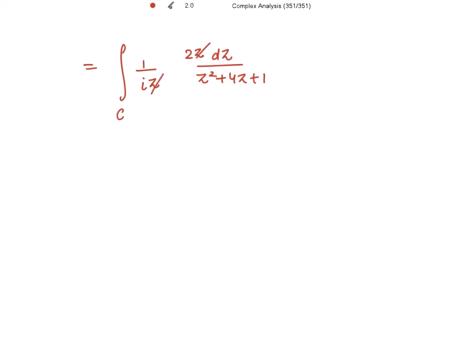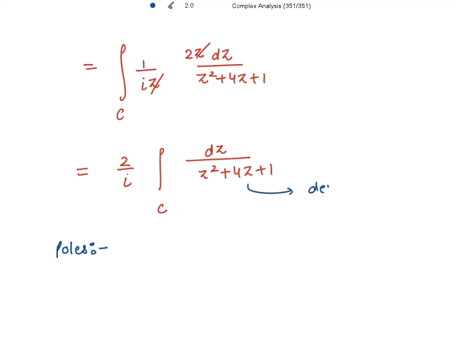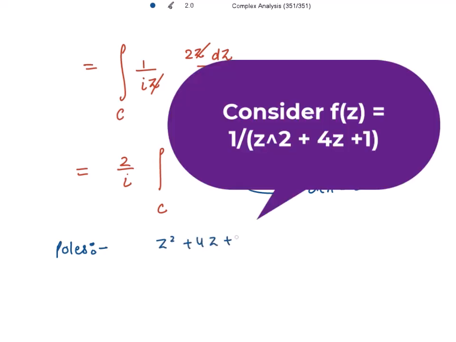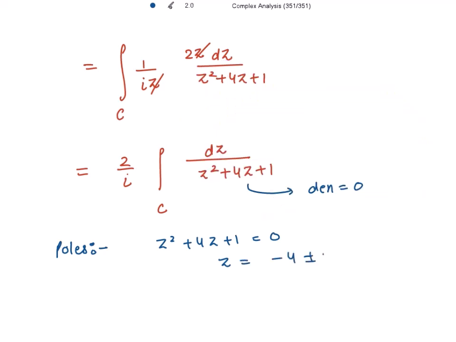So this z is cancelled out with this and we get 2 divided by iota outside of this integral, and inside we have dz divided by z square plus 4z plus 1. And now we need to find the poles by taking this denominator to be equal to 0. So when taking the denominator to be equal to 0, we get the value of z to be minus 4 plus minus square root of 16 minus 4 divided by 2. So that is equal to minus 4 plus minus square root of 12 divided by 2.